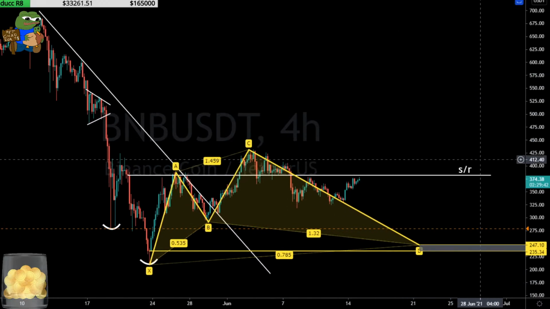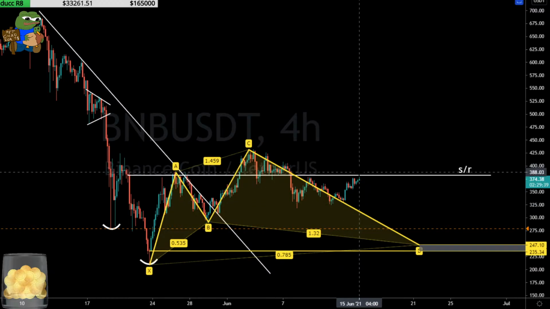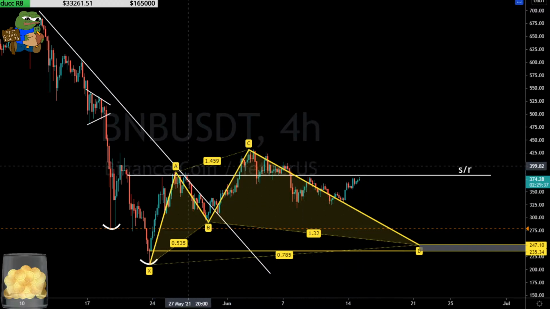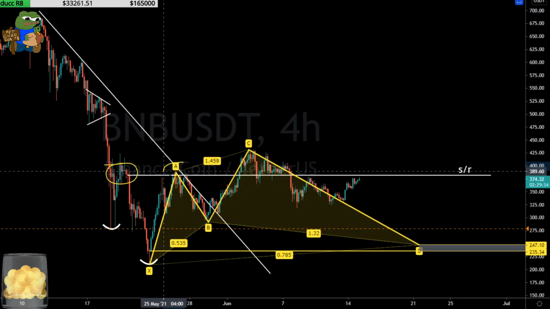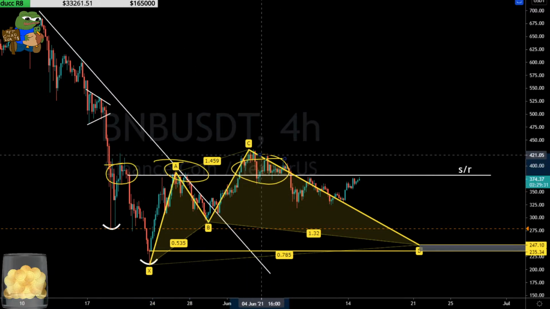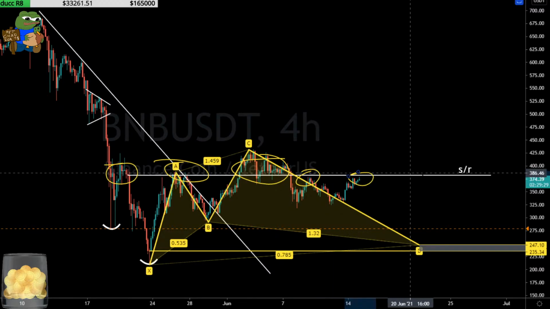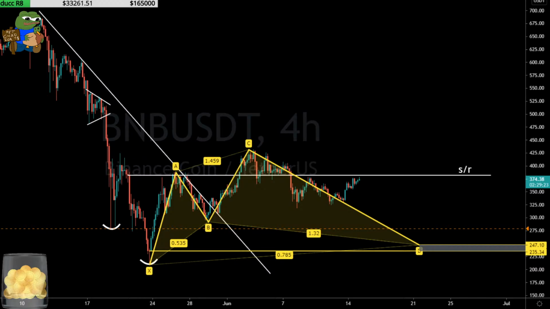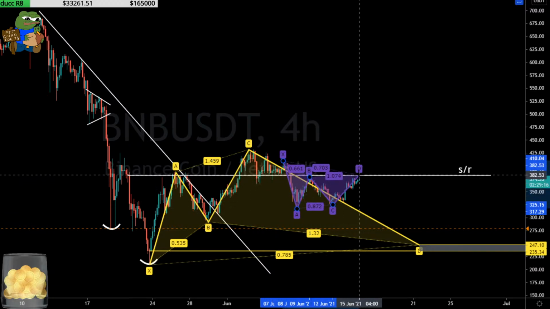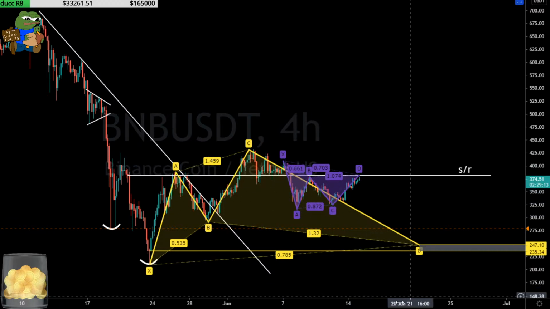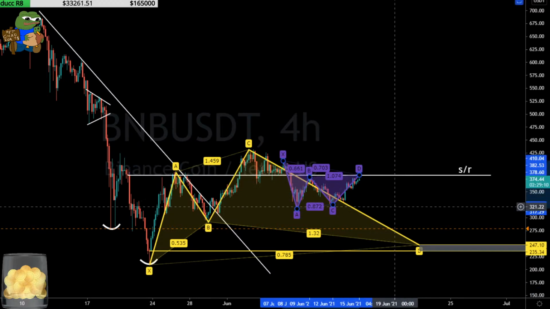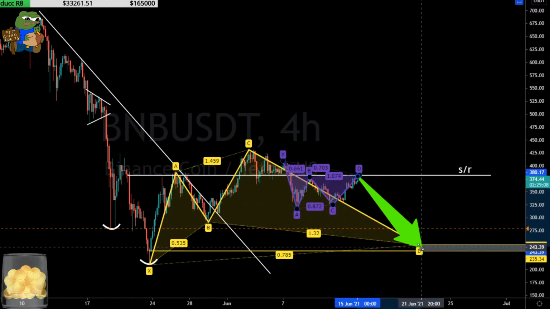And look at this. You're at this line. We marked this. What has been resistance, support, is now resistance again. Critical support resistance area that you are butting up against as we speak. Okay, so on a lower time frame, X, A, B, C, D, this could be a little Gartley that throws you right down into this buy zone right here. Okay, so watch out for that on BNB.